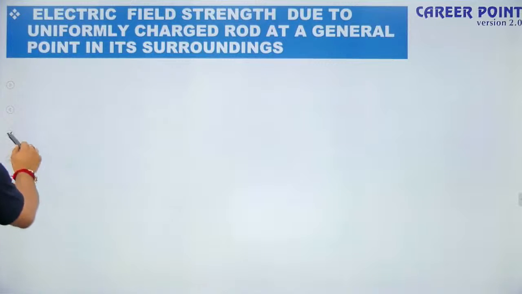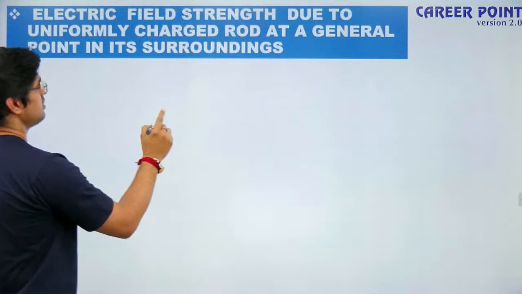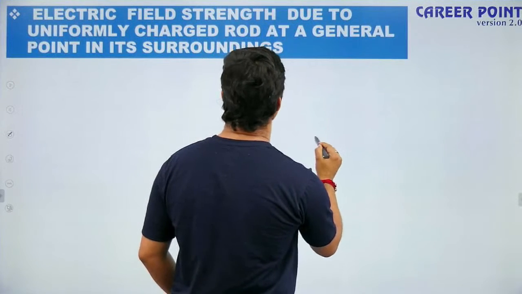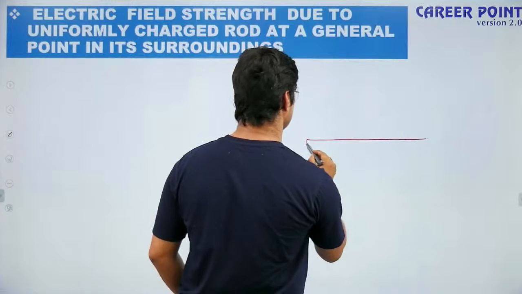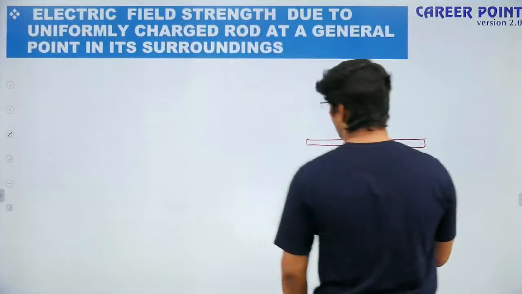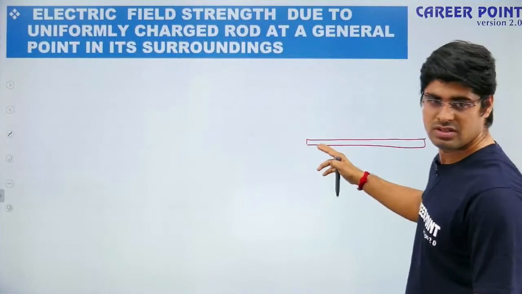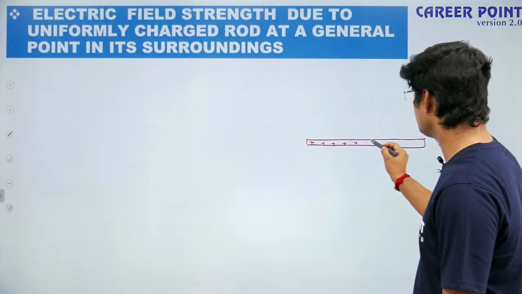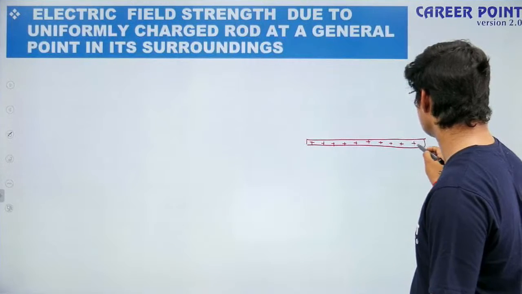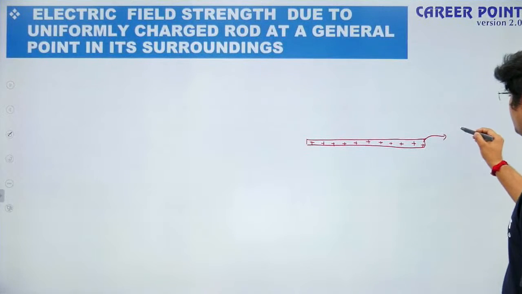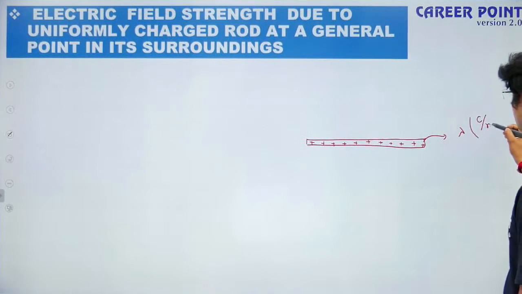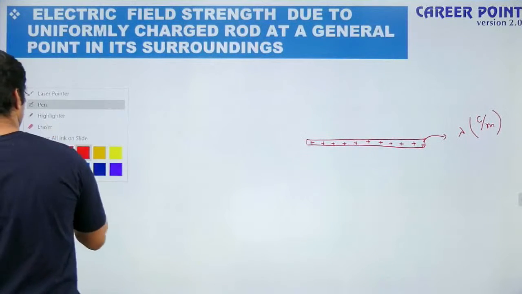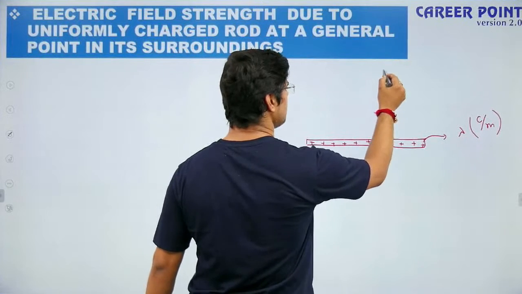Electric field strength due to a uniformly charged rod will be given by, say, let's take a rod. I am not taking an infinite rod this time. I am taking a finite length of the rod. So this is a positively charged rod given to me. Let's say the charge per unit length is lambda, coulomb per meter. So in that case, let's take a random point P where we find electric field due to this. Let's say this is point P.